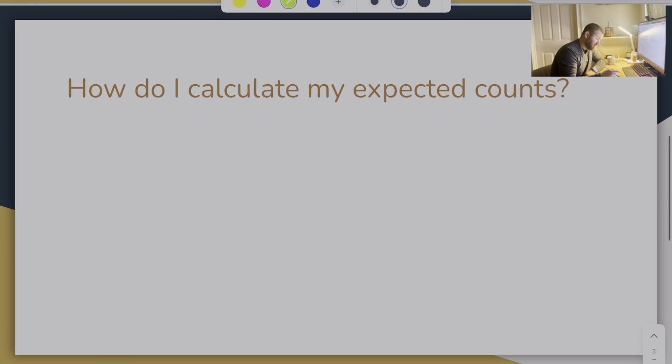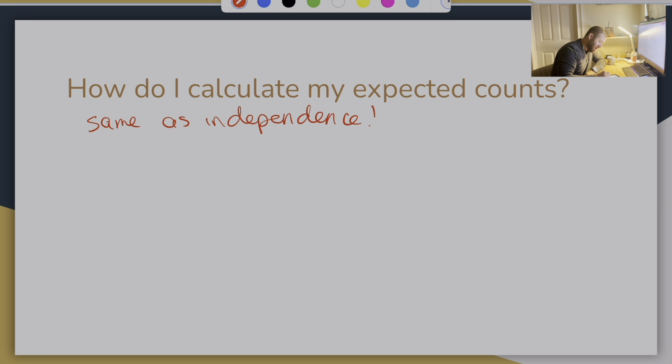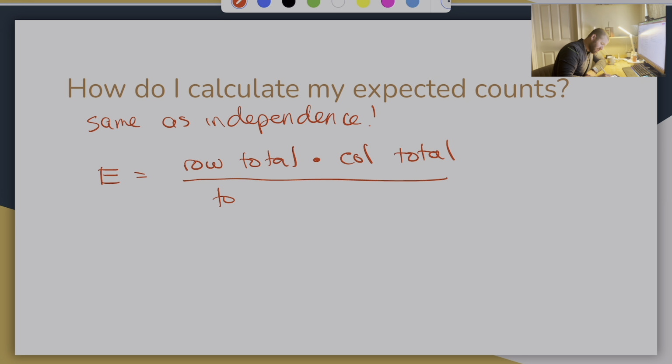So how do I calculate my expected counts? It's the same as an independence test. And if you forgot that, it's your row total times your column total over the total sample size. That formula stays the same.